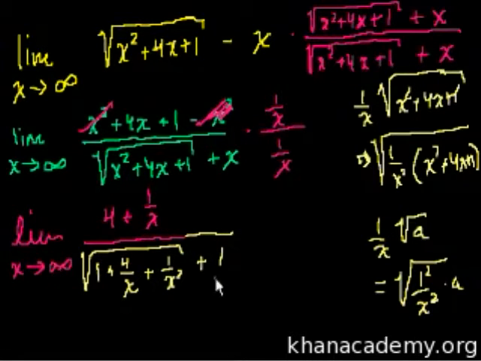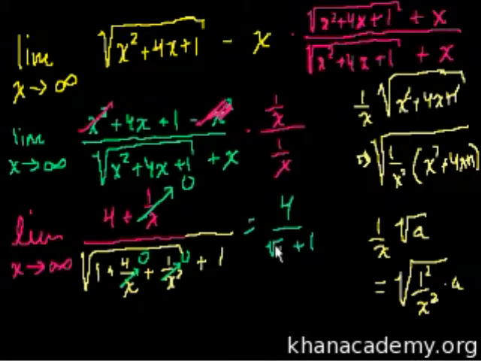So now, what's the limit as x approaches infinity? Well, as x approaches infinity, this term right here goes to 0, 1 over infinity is 0. This term right here goes to 0. This term right here goes to 0. And so what are we left with? This is equal to 4 over the square root of 1 plus 1. Well, that's just 1. So that equals 4 over 2, which is equal to 2.